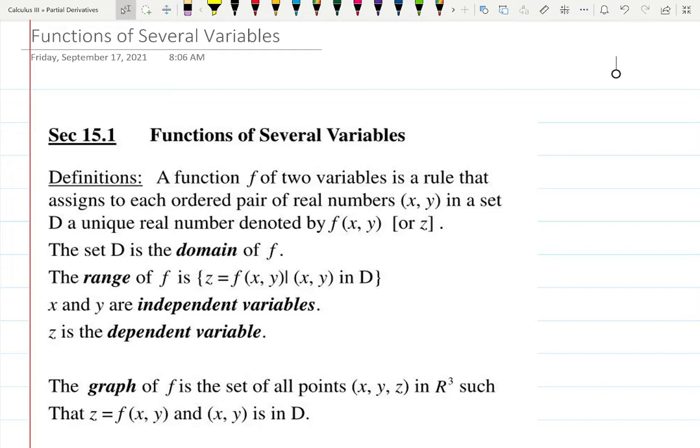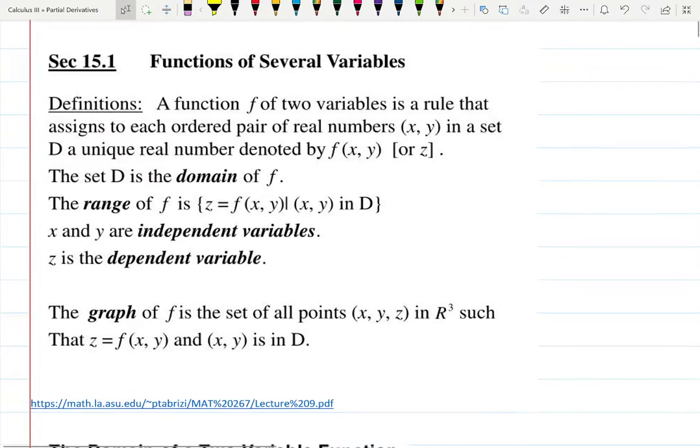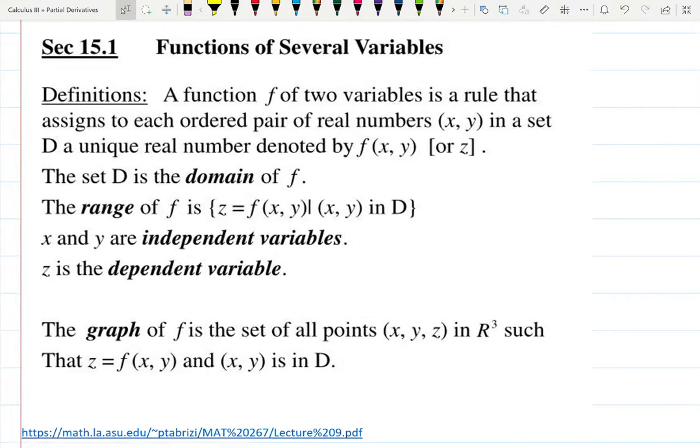You should understand an extra variable adds a dimension. So if you want to consider all those things, and you should when you're modeling, that increases dimensions, and it is hard to work with upper dimensions. So your function of several variables, in this case let's do 2, is a rule that assigns to each ordered pair in a set D a unique real number denoted by f of x and y, or z.